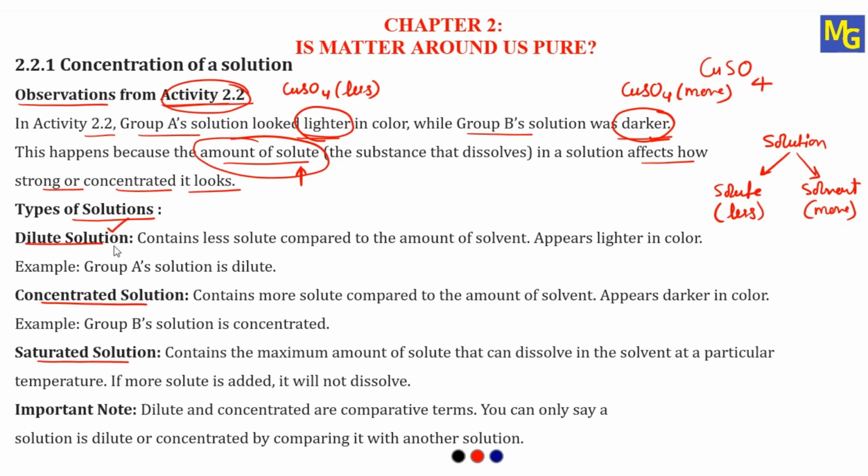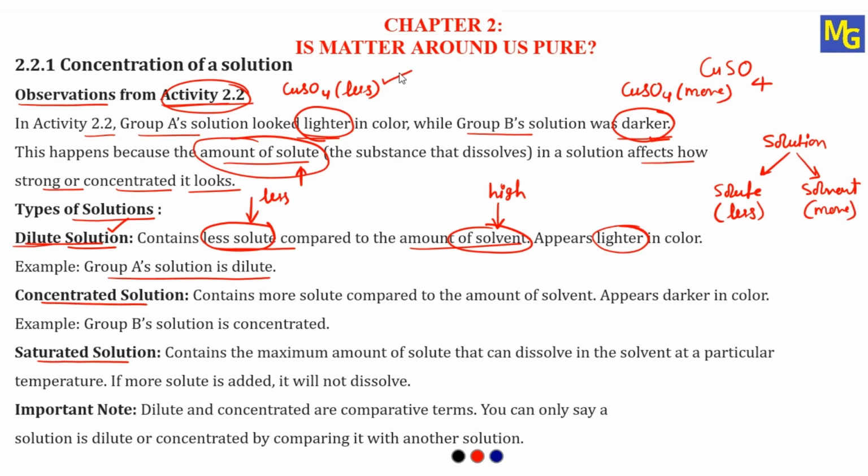What do you mean by dilute solution? It contains less solute compared to the amount of solvent. It is a solution in which the amount of solute is less compared to the amount of solvent, meaning solvent is high and solute is less. Such a solution is called a dilute solution, and because the solute is less, the color will be lighter. Remember this.